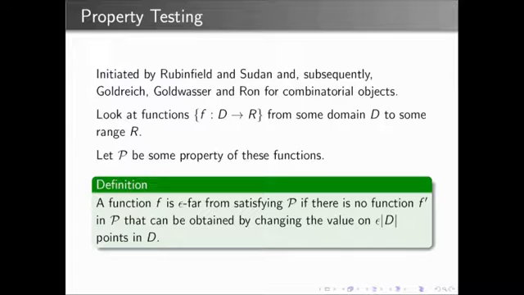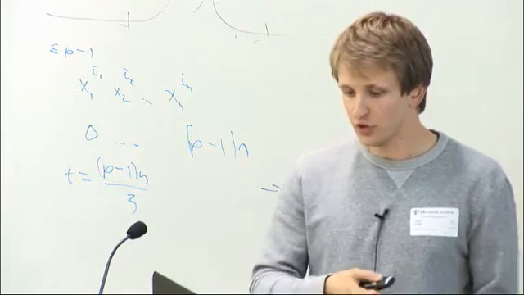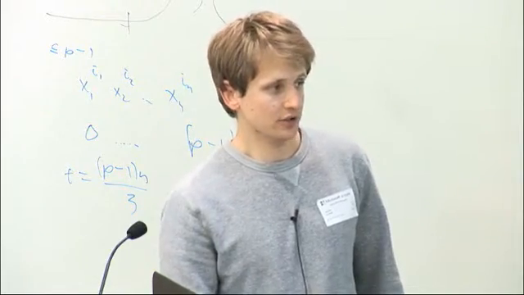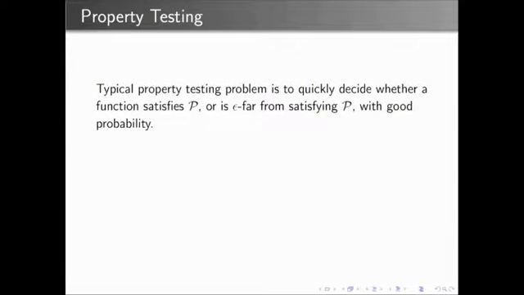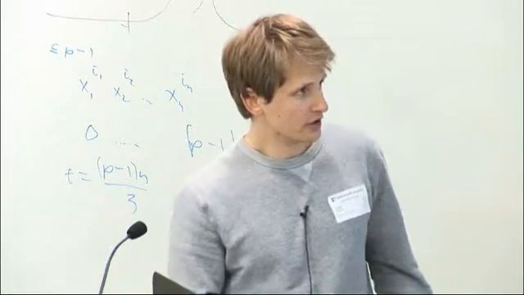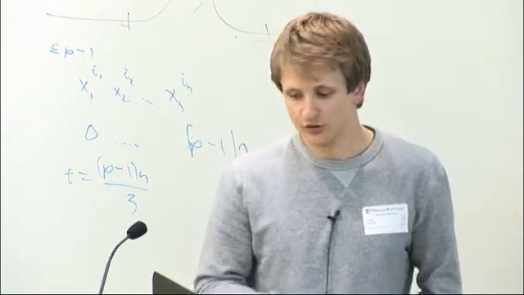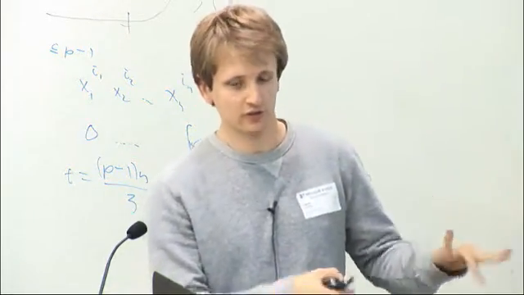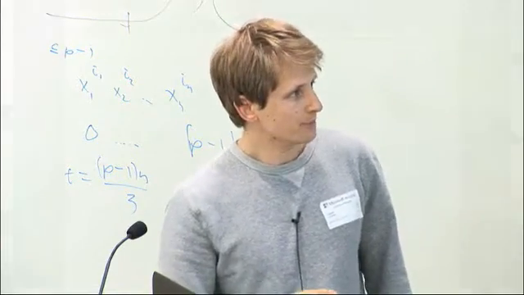Now we say that a function f is epsilon far from satisfying this property if there's no other function f prime that can be obtained from f by changing the value on at most an epsilon fraction of the points. A typical property testing problem is to quickly decide whether a function satisfies this property or is epsilon far from satisfying this property with good probability. If it's kind of between the two, then the algorithm wouldn't be very good. But if it either satisfies it or is far from it, then the algorithm works with very good probability.